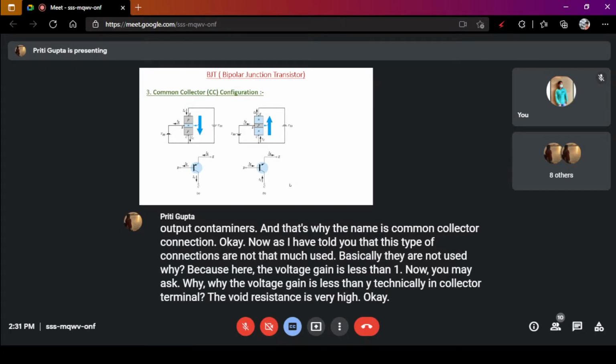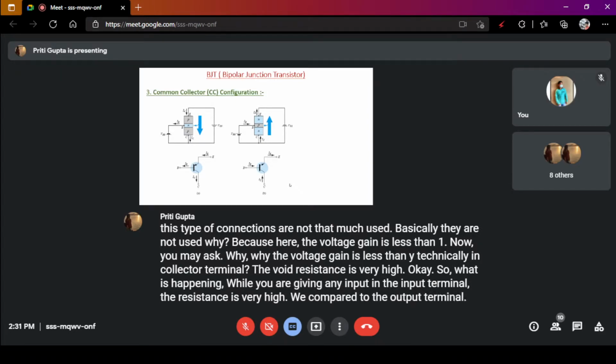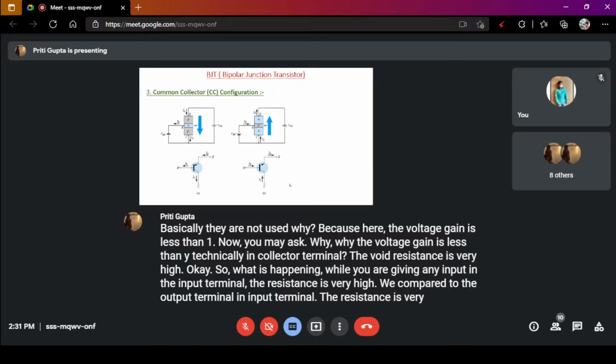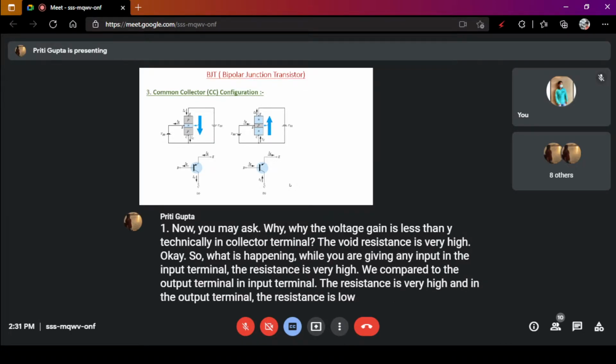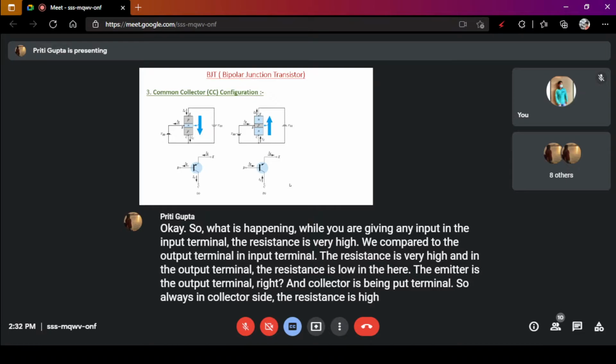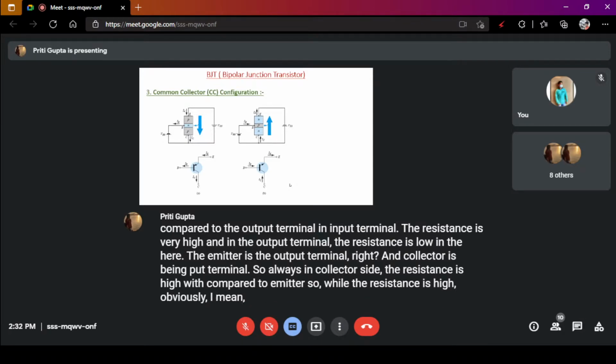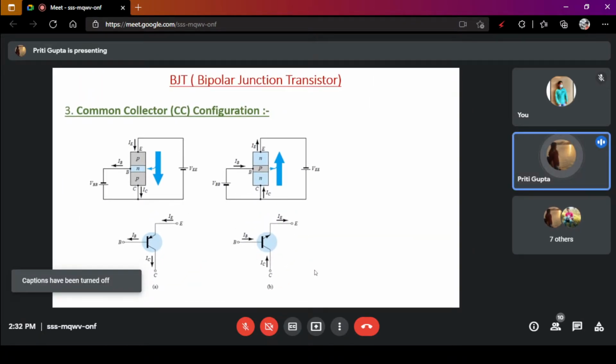So what is happening while you are giving any input? In the input terminal, the resistance is very high compared to the output terminal. Here, the emitter is the output terminal and the collector is the input terminal. So always on the collector side, the resistance is high compared to the emitter. While the resistance is high, obviously very little current will be drawn, so the gain is less than 1. That's why this type of connection is not used.